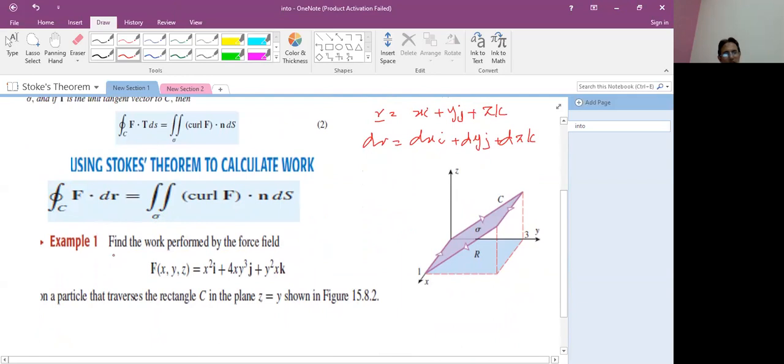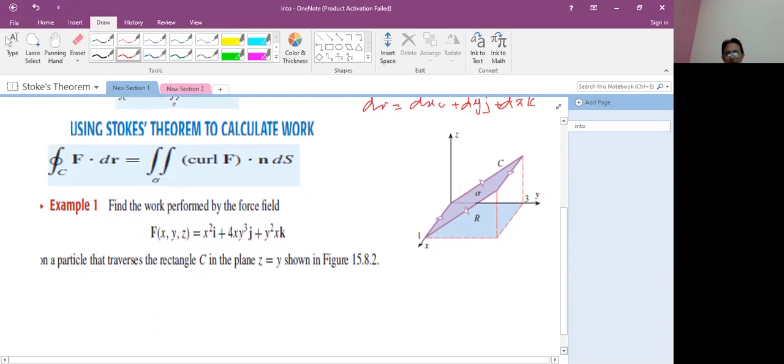So the question is, find the work done performed by the force field F of x, y, z in three dimensions, x squared i plus 4xy cubed j plus y squared x k, on a particle that traverses the rectangle C. As you see, student, it is a rectangle. R is the rectangular region C in the plane z equals y, shown in the figure.